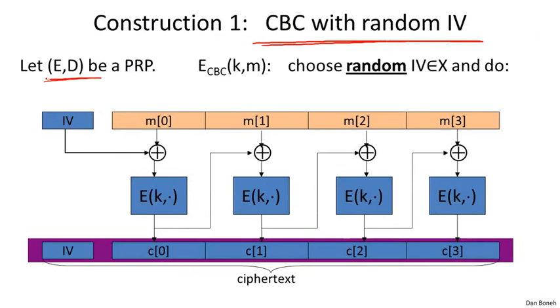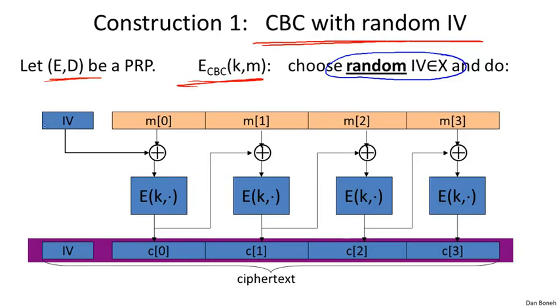So suppose we have a block cipher E, D. Now let's define eCBC to be the following encryption scheme. When the encryption algorithm is asked to encrypt a message M, the first thing it's going to do is choose a random IV that's exactly one block of the block cipher. So IV is one cipher block. In the case of AES, the IV would be 16 bytes. And then we're going to run through the algorithm here.